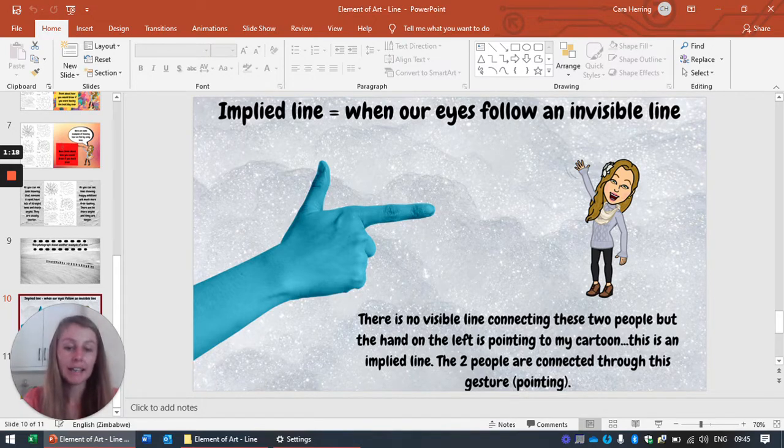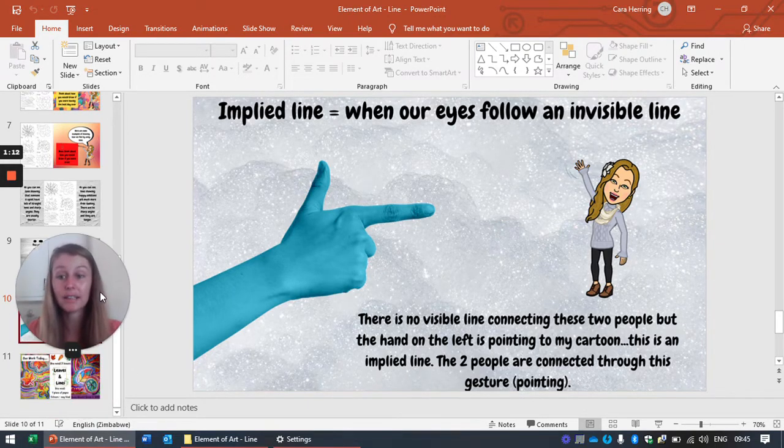This is an implied line. The two people are connected through this gesture, pointing. Okay, so nothing else connects these two things except maybe the fact that this one is pointing at this one and there's no actual physical connection between the two. But you guess it, your brain guesses it.